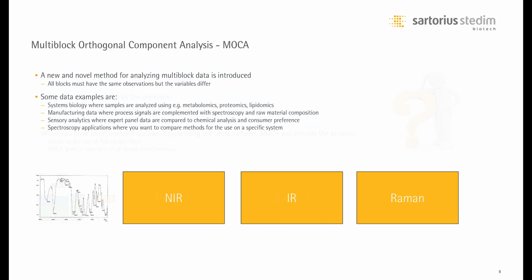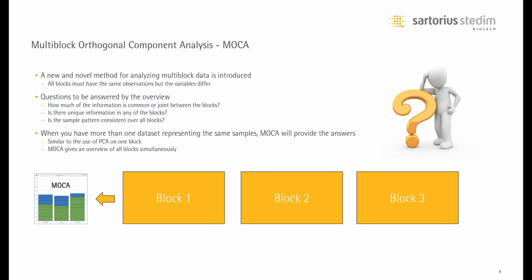And the questions we want to answer are of the type, how much information is common or joint between the blocks? Is there unique information in any of the blocks? Is the sample pattern consistent over all blocks? When you have more than one data set representing the same samples, MOCA will provide the answers. It is similar to the use of PCA on one block, but MOCA gives an overview of all blocks simultaneously.